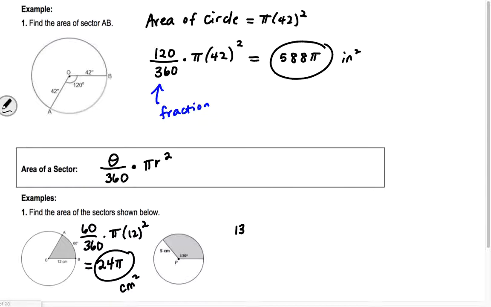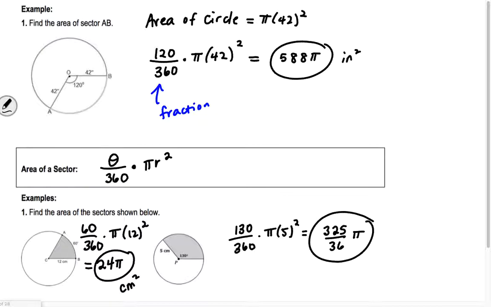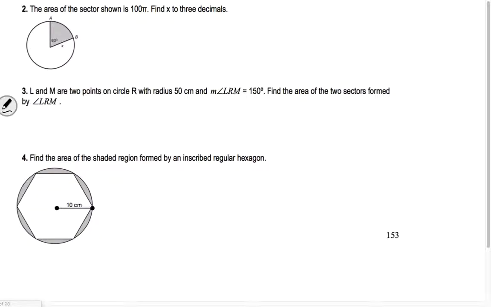So the next one would be 130 over 360 multiplied by pi times 5 squared. This one I don't think works out as nice. When we reduce, our fraction ends up being 325 over 36 and then pi. So sometimes they're not pretty. That one's not very pretty. And again, centimeters squared. Okay, do we feel pretty good with area of the sector? All right, so let's skip down to number 4 then.